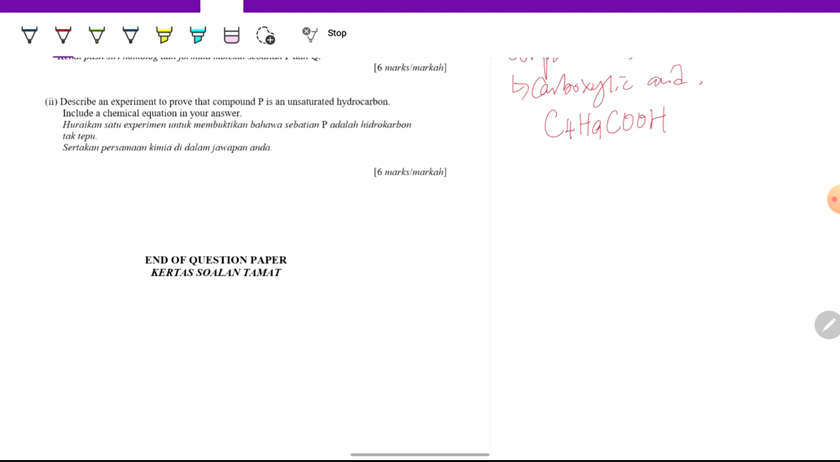Next question: describe an experiment to prove that compound P is an unsaturated hydrocarbon, meaning that it contains a carbon-carbon double bond. Include a chemical equation in your answer. To prove it is unsaturated, we can use bromine or potassium manganate(VII). These two are the most common, but say we choose bromine. Try not to use a combustion reaction. We can directly start with the procedure.